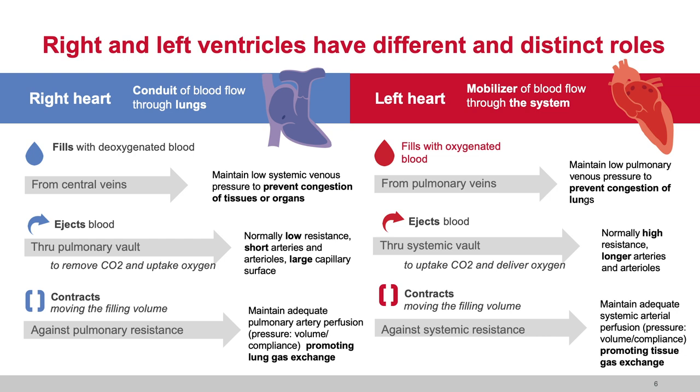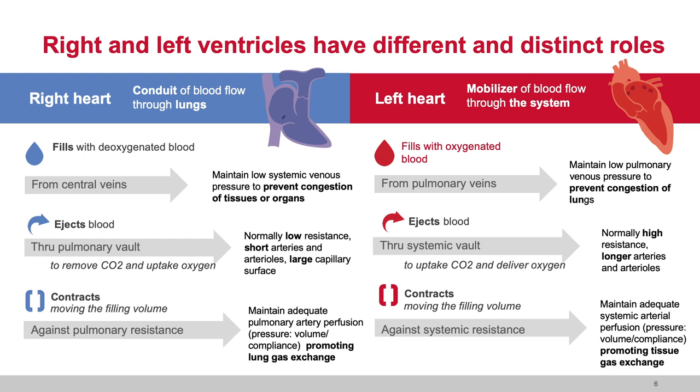Again, I want to remind you, the right heart actually utilizes about 1/7 of the oxygen delivery through the coronary arteries and does about 1/7 of the work of the left heart. So let's move on to the left heart. The left heart is the mobilizer of blood flow throughout the system. The left heart fills with oxygenated blood from the pulmonary veins.